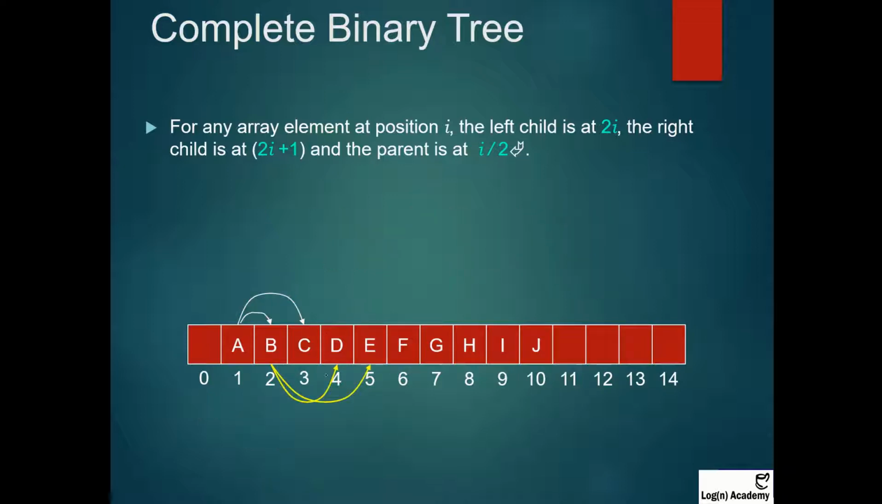As you can see here, using this formula, I can get the children of node B, and the children are D and E. In the same way, the children for C are E and F, and for D, I have H and I. So in this way, I can maintain the nodes of a tree in an array form.